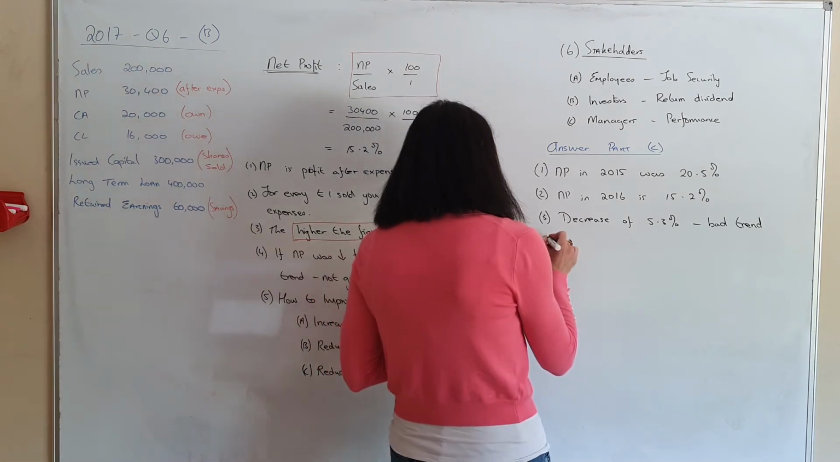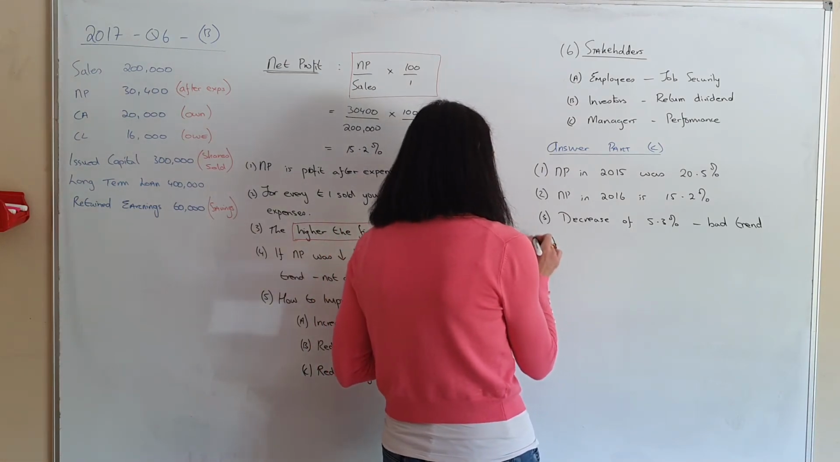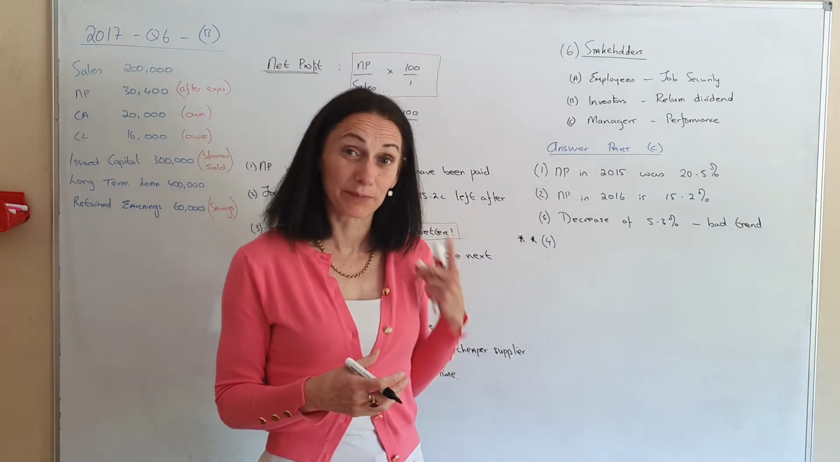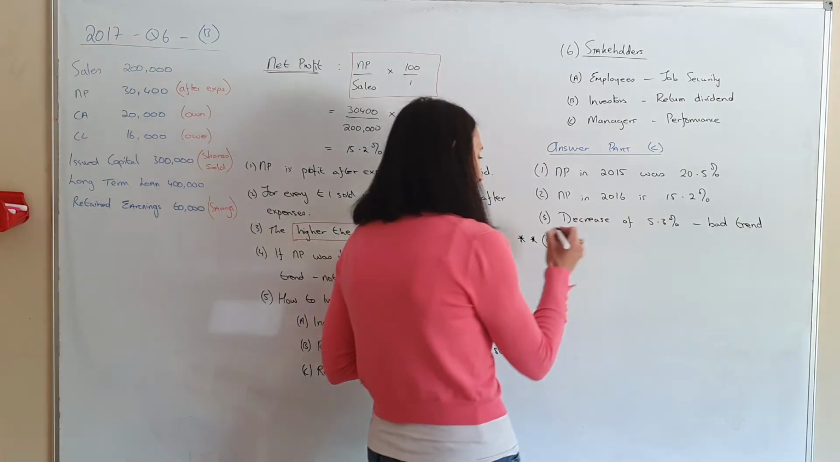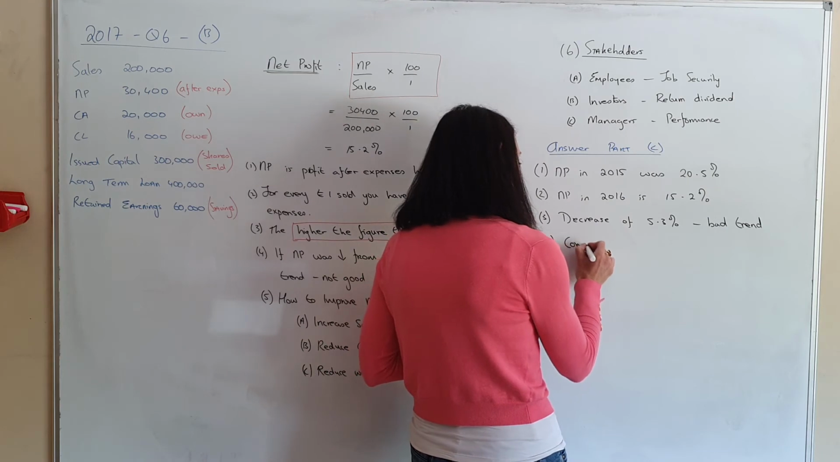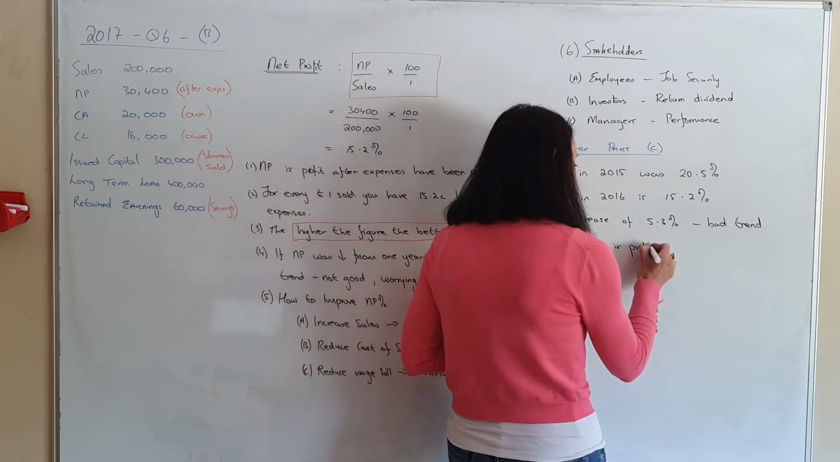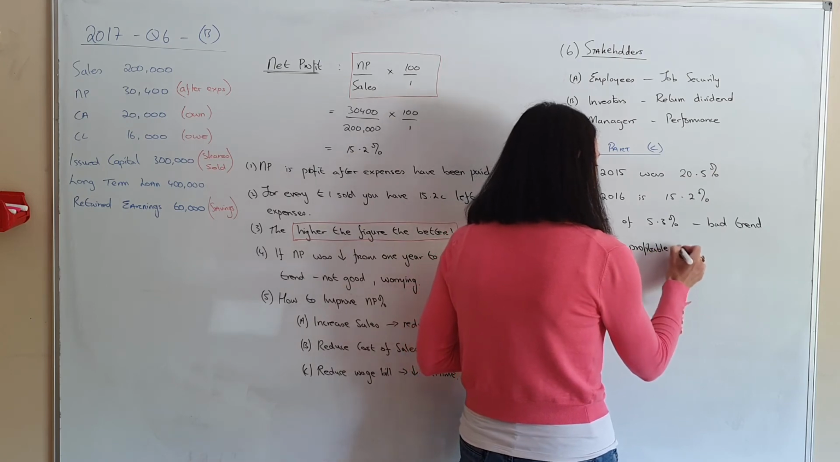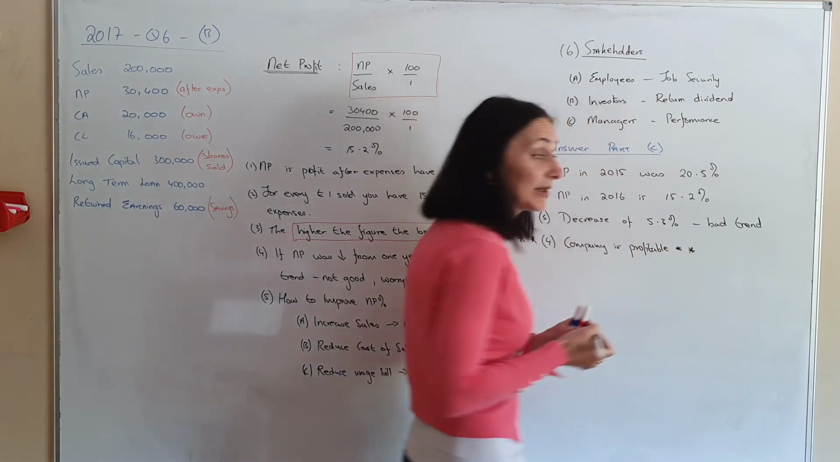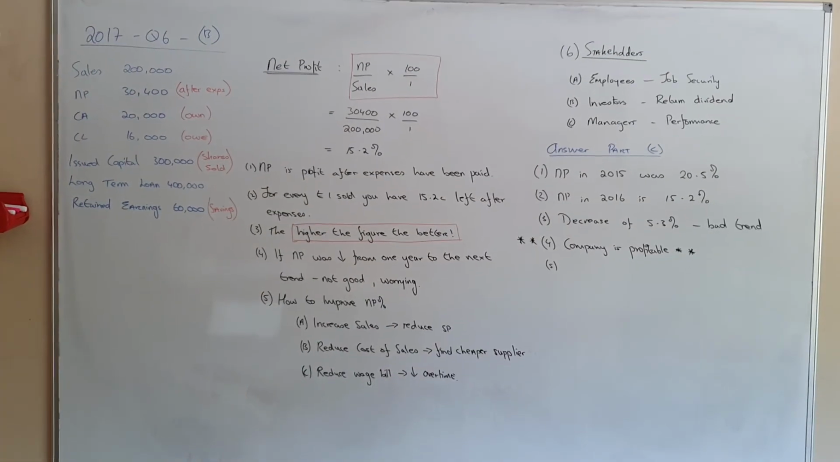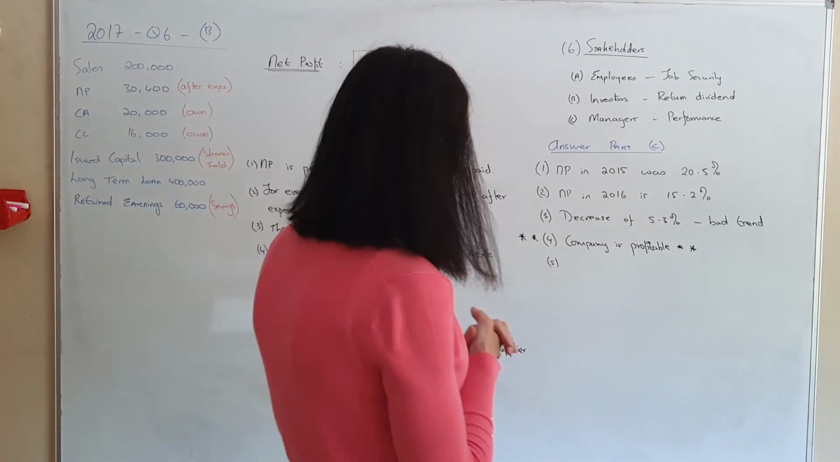Now, the 4th thing here, I want you to still say the company is making a profit. It is profitable, it is making a profit. So I just want you to say the company is profitable. And that's probably the one in both accountancy and business that most students actually forget to put in. Okay, so the company you're saying is profitable.